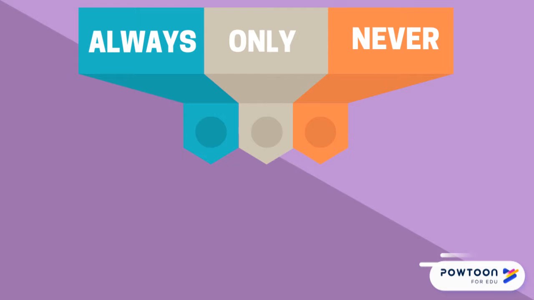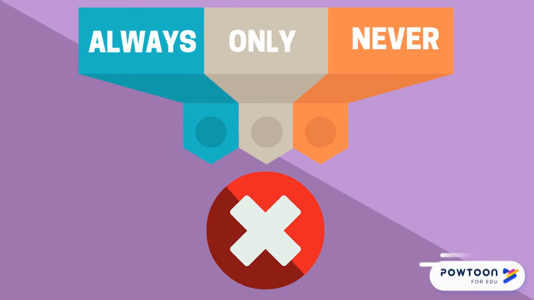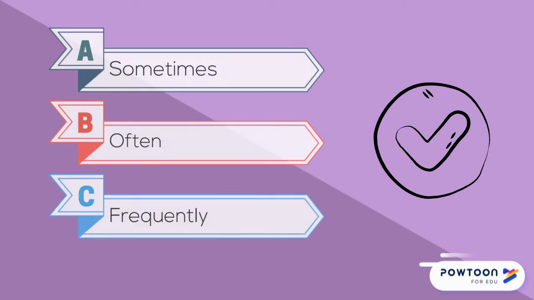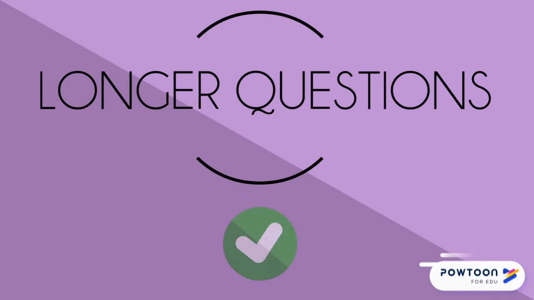When you read a question with always, only, or never, the answer is often false. Events seldom always or never happen. Instead, they occur somewhere in the middle. When you read a question with sometimes, often, or frequently, the answer may be true. Long answers are also more likely to be true.